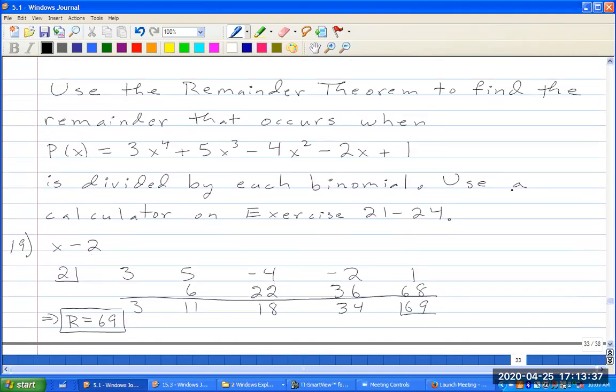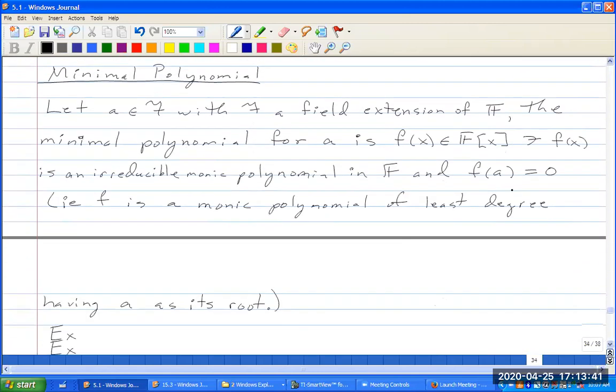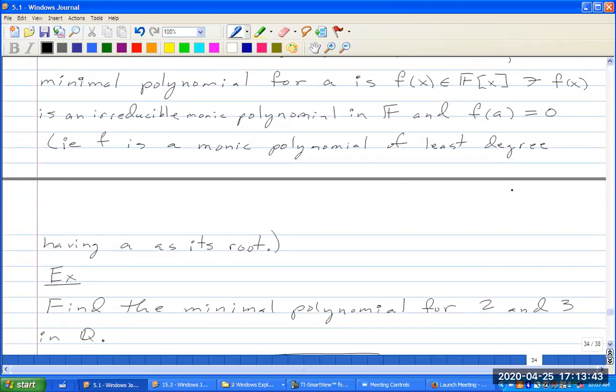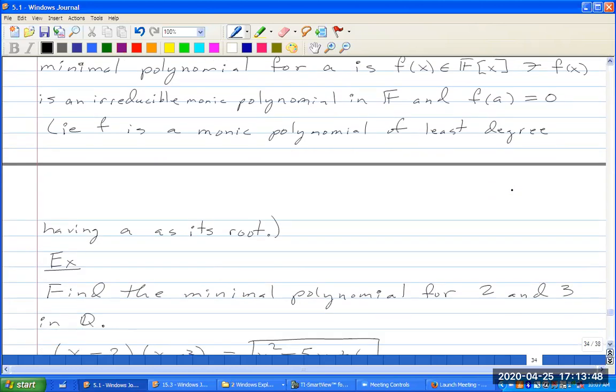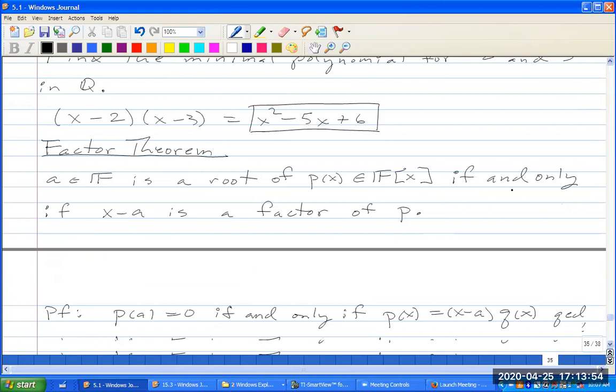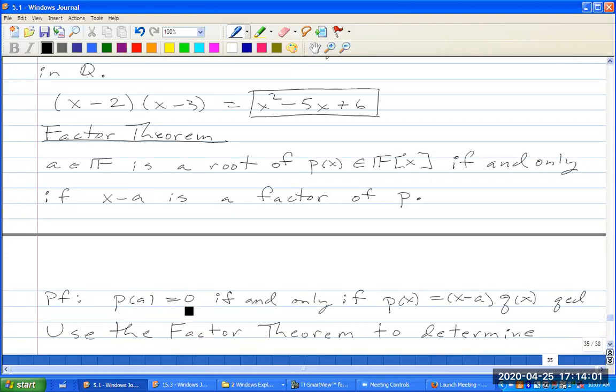So we have the factor theorem. Oh, and the proof is, well, P of A is 0 if and only if P of x is equal to x minus A times Q. This is what I showed above.